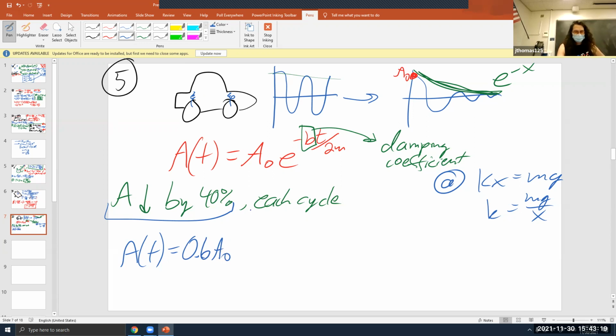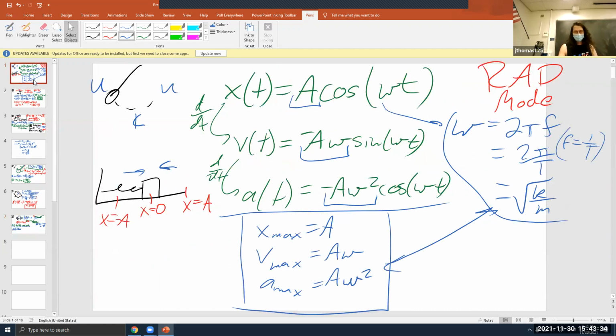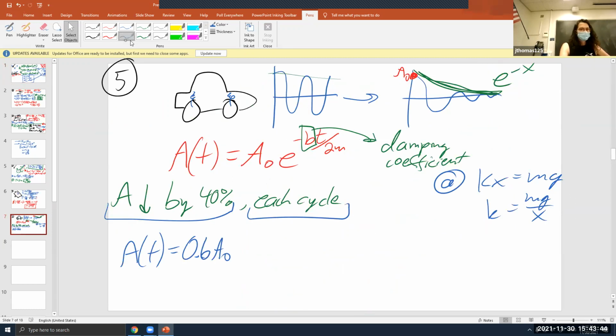The other piece here is that they tell us that this occurs over one cycle. One cycle is meant to give us a hint about the time. A cycle is the same as what? In terms of the quantities that we've defined today, what does one cycle tell us? Period, yes, good. One cycle is one period. So that means we can substitute our time is equal to just a period. And then we just need to find an expression for the period.